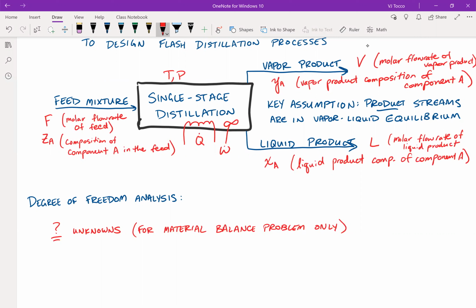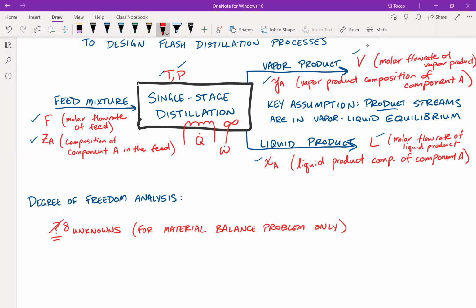Remember, typically I say that feed mixture is going to be liquid, but it doesn't have to be. So the number of unknowns that we have is going to be the feed flow rate, feed composition, temperature, pressure, flow rate, composition, flow rate, composition. So that is 8 unknown variables.